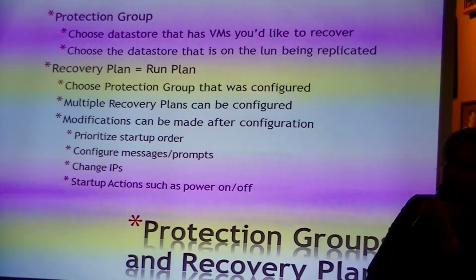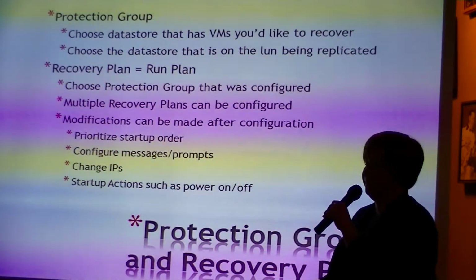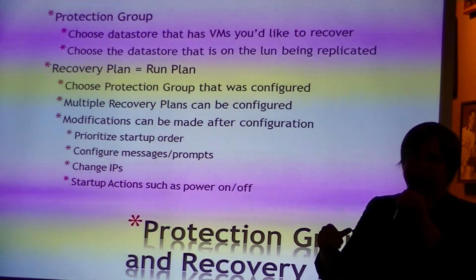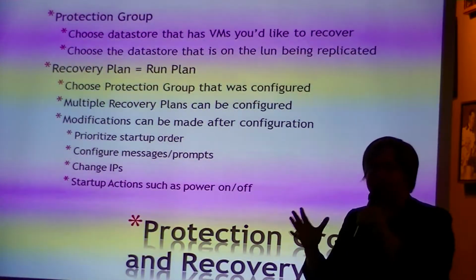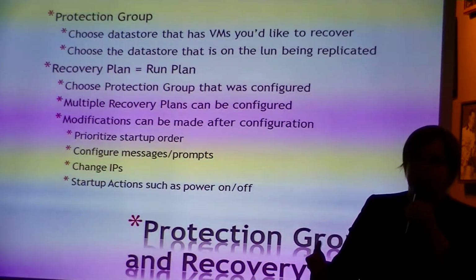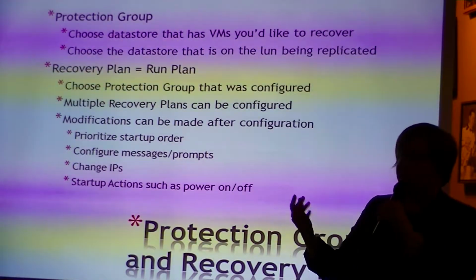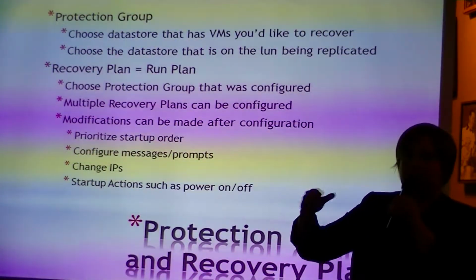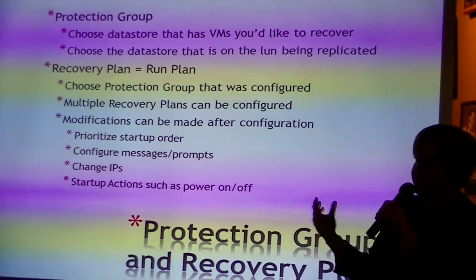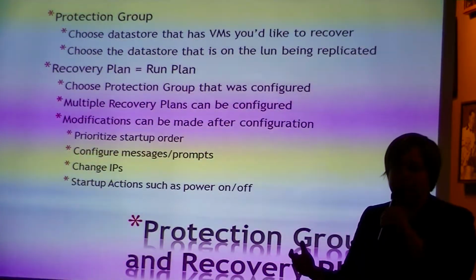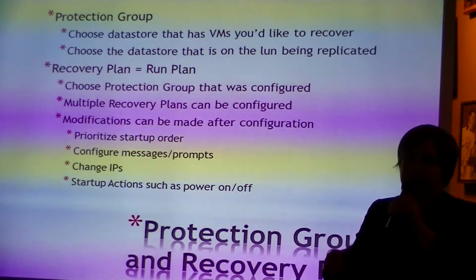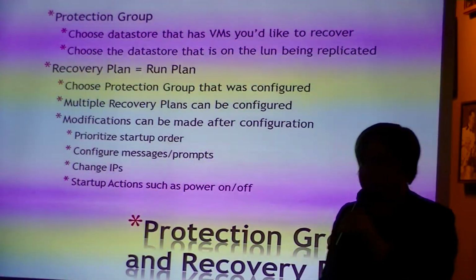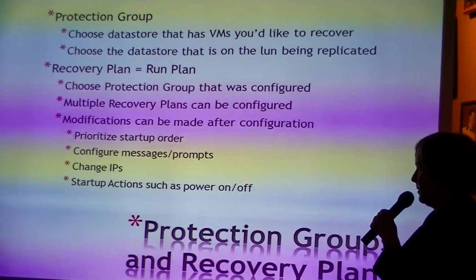And modifications can be made then, so like a run plan. You can prioritize startup order. So right now I think they have 5 priority levels. So if you have VMs that other VMs depend on, you want to start up those first, or maybe you have tier 1 apps that you want to make sure start up first. You want to put those at priority 1 level, and then on down from there, and there's 5 levels again. I'm not sure why you'd do 5, but maybe some people do use that.